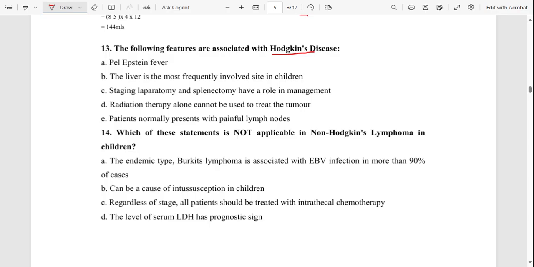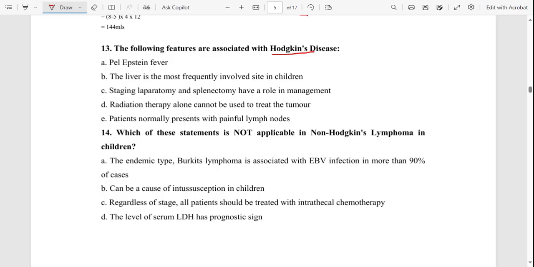So when you look at our options, therefore, we want what is associated with Hodgkin's disease. So the Pel-Ebstein fever is true, right? The Pel-Ebstein fever is a cyclic fever. It is going to rise and fall over days to weeks. It's cyclic, like it repeats. Yeah. So that is the best option that we can pick. B saying the liver is the most frequently involved in children. Really not true.